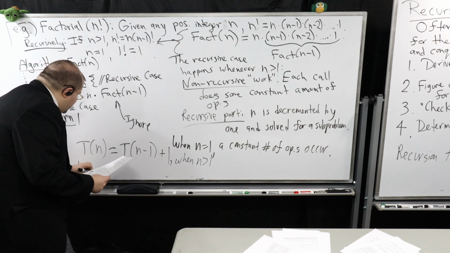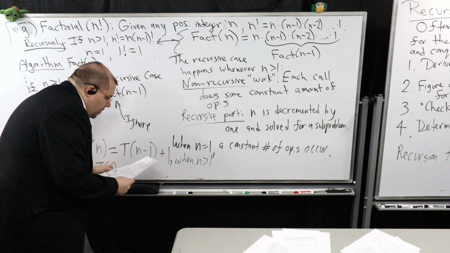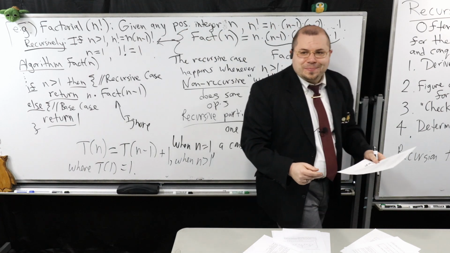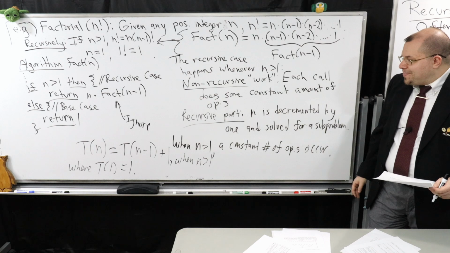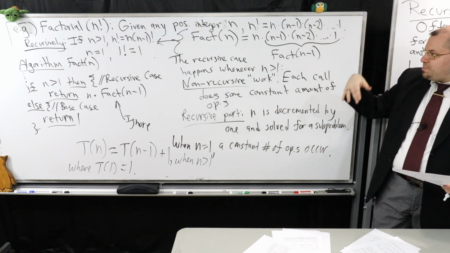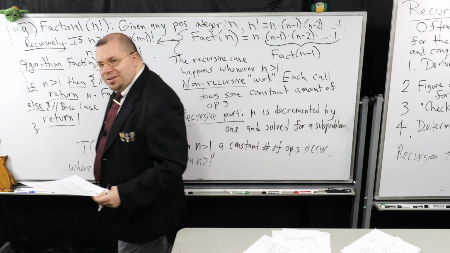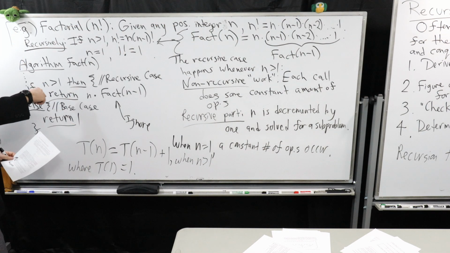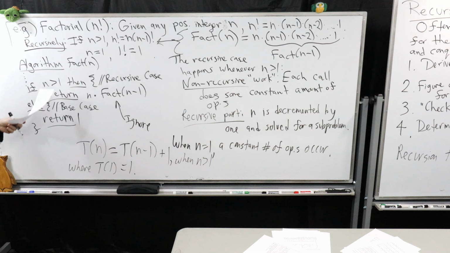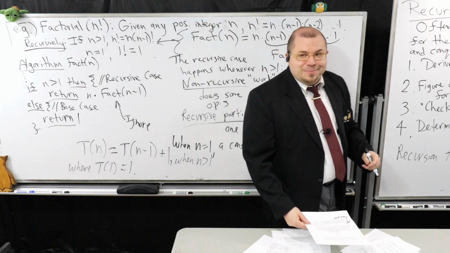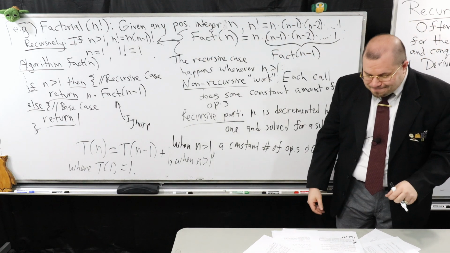And we know that for t of 1, some constant number of operations happen there. So notice that by going through this process, I've formulated a recurrence relation based on the running time of the algorithm. So I did my analysis. This is now representing, asymptotically speaking, the number of operations of the algorithm in the worst case.